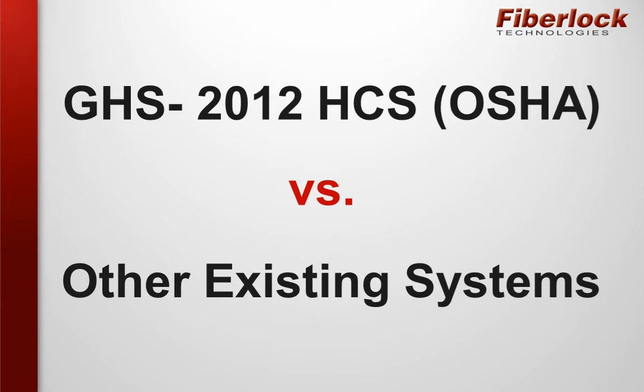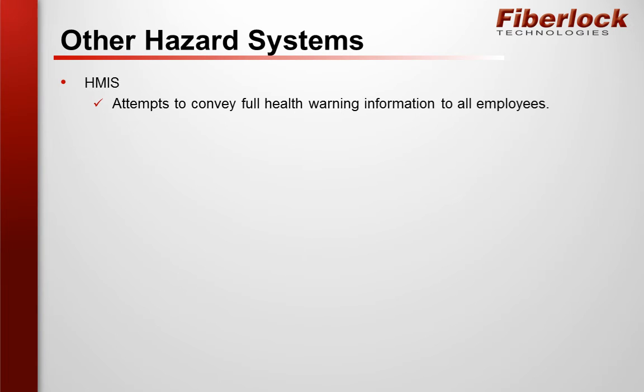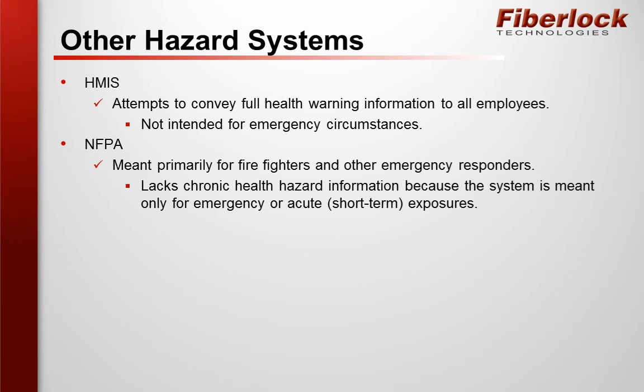Next, we'll look at how the GHS, or 2012 Hazard Communication System under OSHA, compares with other existing systems currently being utilized by employers. Other hazard systems include HMIS, which attempts to convey full health warning information to all employees, not intended for emergency circumstances. The NFPA, primarily for firefighters and other emergency responders, lacks chronic health hazard information because the system is meant only for emergency, or acute, or short-term exposures.